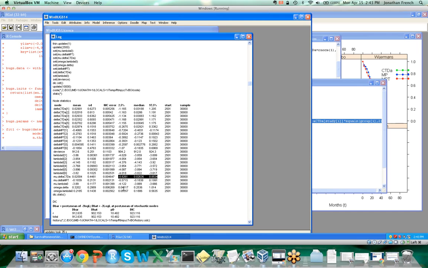Our between study variance of the drug effect, which is this omega delta, is coming in at a median of 0.25 and a credible interval of 0.04 to 1.01.